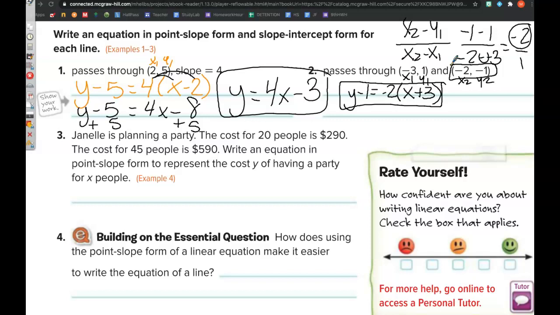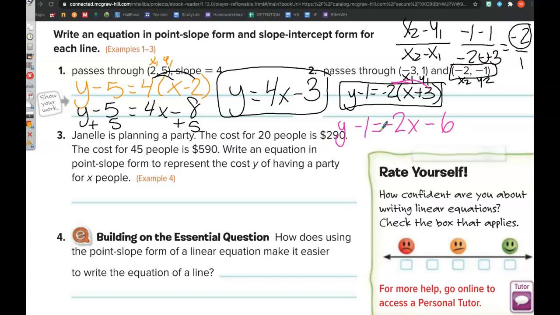Okay. What do I do first to get it into slope-intercept form? Max, what do you do first? Distribute, so what do you get? -2x, good. I'm just going to write it as -6. And I still have that equal to y minus 1. Now what do I do?